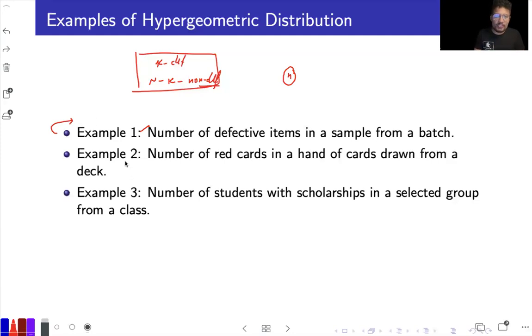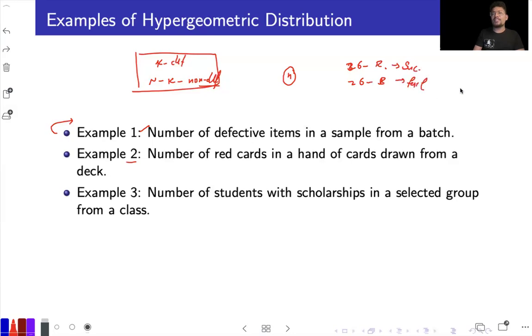Okay. Then we move to the second example, that is the number of red cards in a hand of cards drawn from a deck. Again, the same thing. In the deck, you may be having multiple cards. You may go for maybe 26 cards that are red, and the remaining 26 are black. You can count this to be the success, this to be the failure.